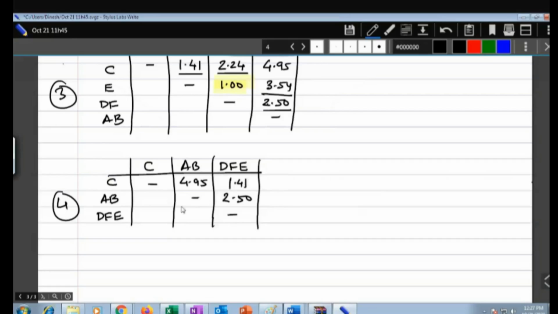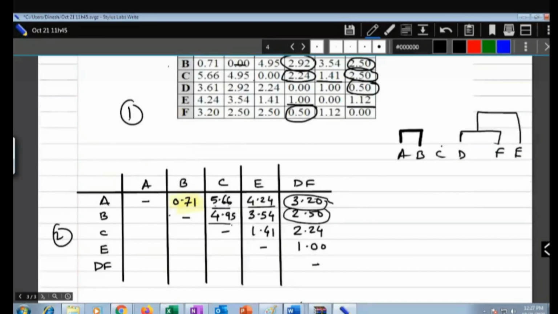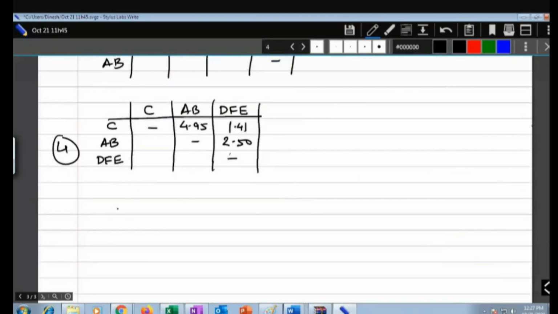Look at this. Which one is minimum? AB and DFE. Okay. So what will you merge? AB and DFE. So if you look here, AB and DFE will be merged. Okay. So next, maybe C and A, B, D, F, E.